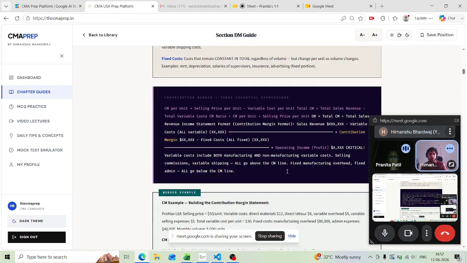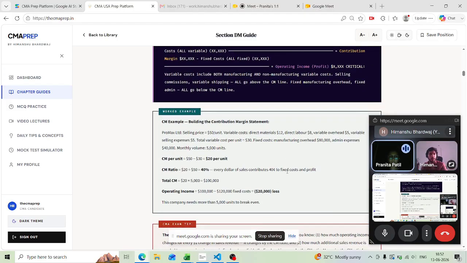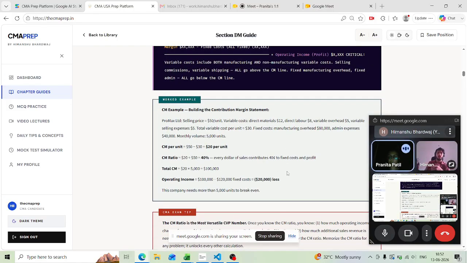The notes and everything that I'm going to give you will be here. Maybe I'll try to integrate them into daily tips and concepts. Otherwise I'll add one more section here, which is like notes. Okay. And I'll give you a download option as well, so that maybe you can print it out.